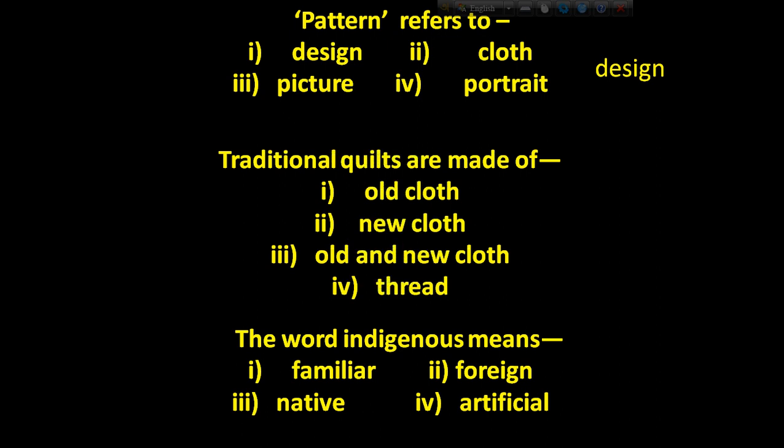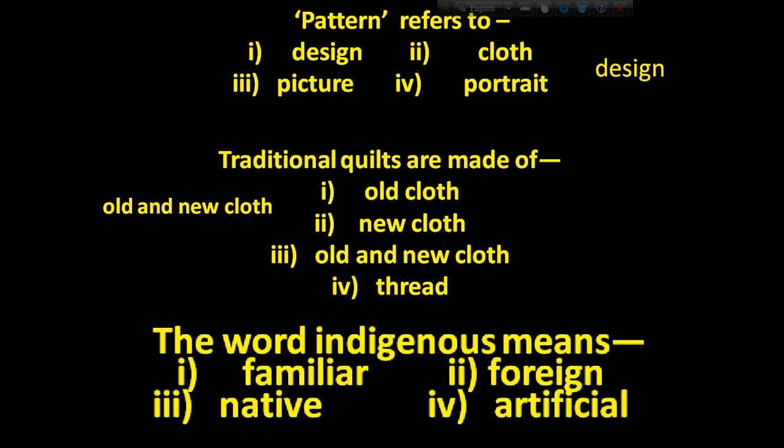Traditional quilts are made of old cloth, new cloth, old and new cloth and thread. That means what type of cloth are used for making these traditional quilts? Okay, so can you say? Okay, your answer is old and new cloth. Now we will just justify the answer. So have a look. Is your answer true or false? Yeah, your answer is right. Your answer is old and new cloth. That is absolutely right.